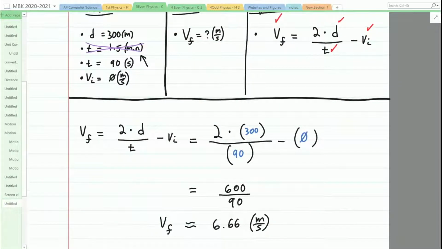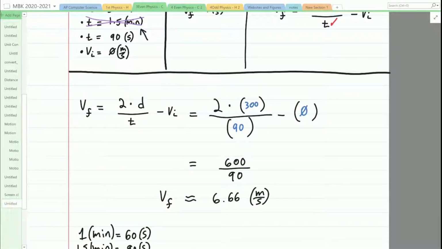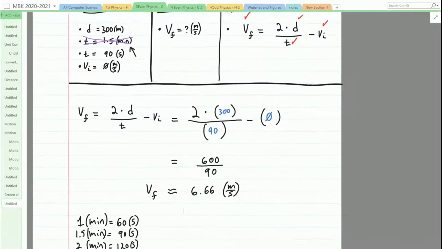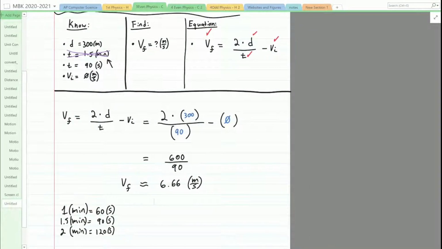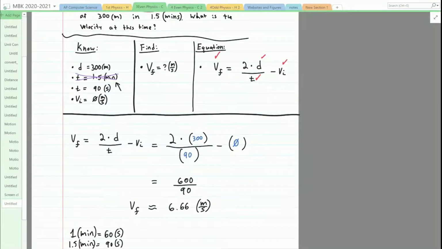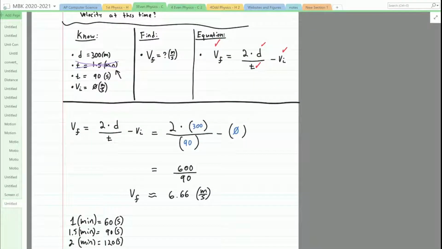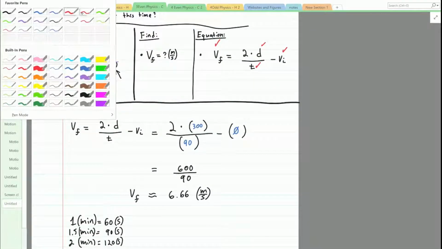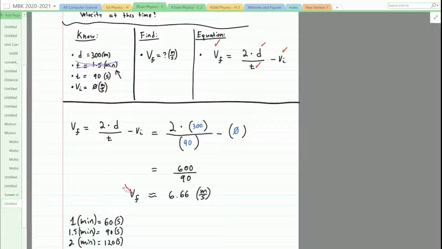Okay, so 300 meters in about a minute and a half. So the final velocity would be that. Cool. All right. Is there any question about that? Okay. So, and then again, make sure that you box your answers like that. Cool.